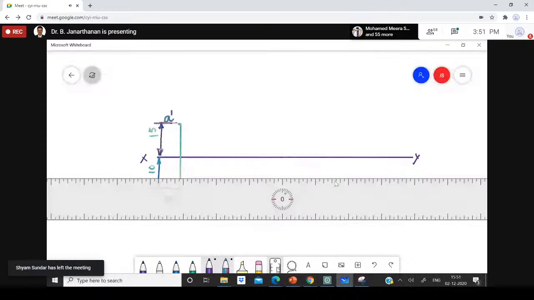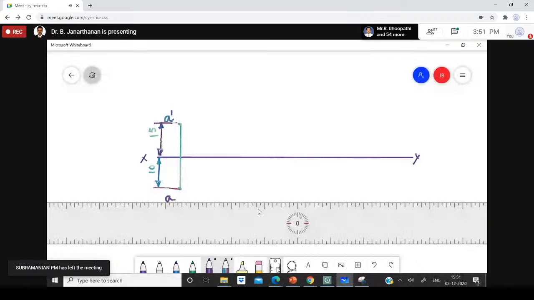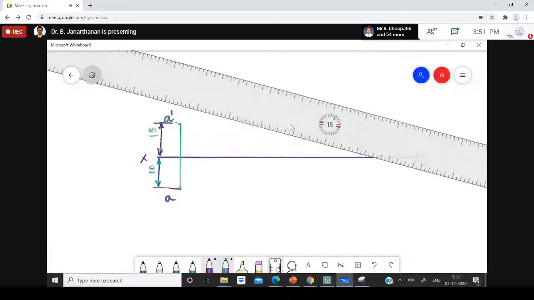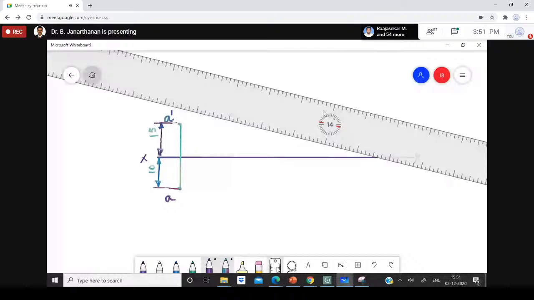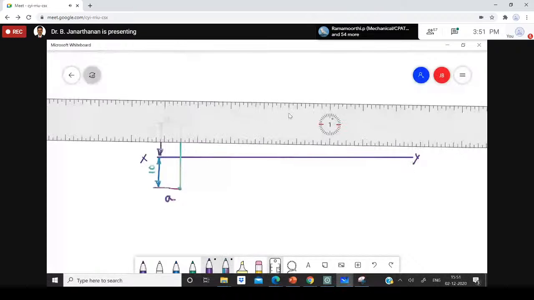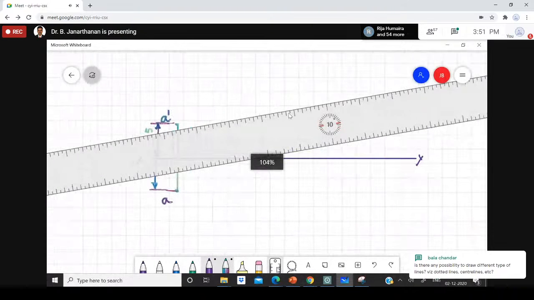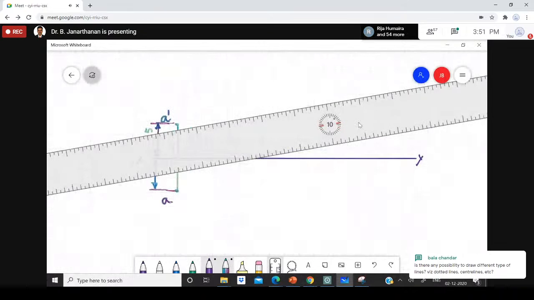See, now we're moving this, and I can use the touchpad in the laptop for rotating this. You can see, I'm not using the screen, I am using only the touchpad. Sir, is this whiteboard Microsoft or Google? This is Microsoft Whiteboard, sir, and ClassFlow whiteboard is also available.